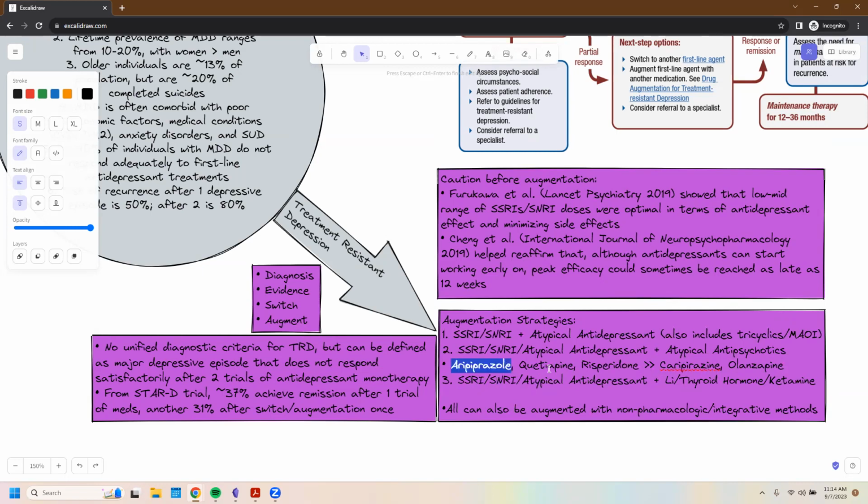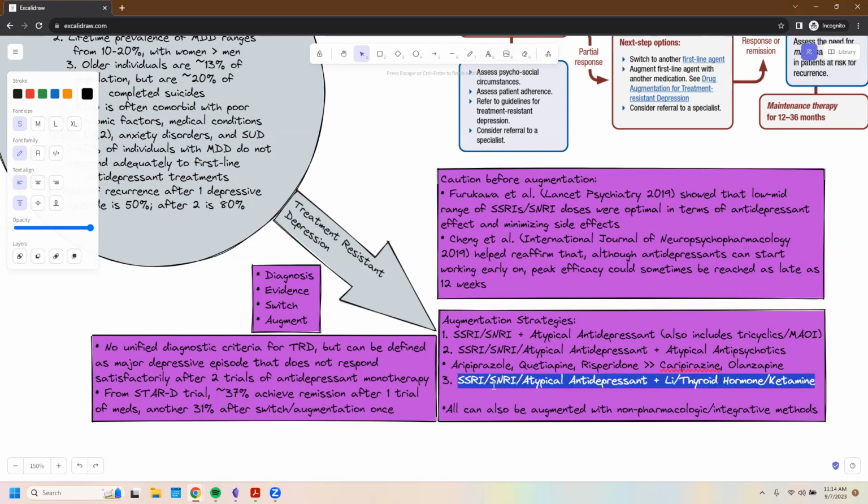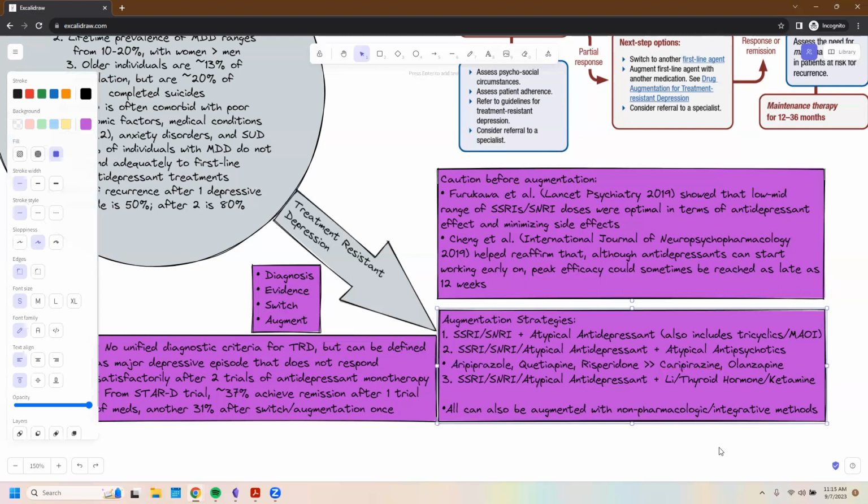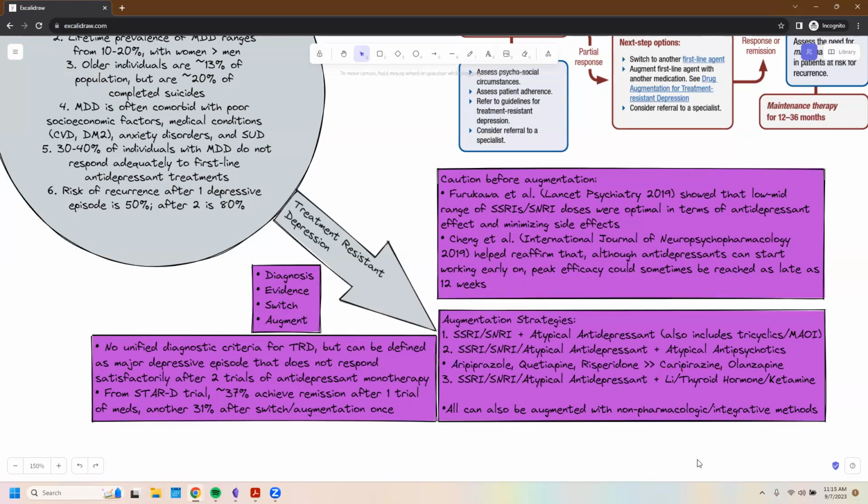Aripiprazole is a little bit more energizing and activating, and quetiapine is more on the sedating side if you need that side effect profile. And then once you're reaching this lower number, that's when I would think about referring to a psychiatrist. That's when you're augmenting with lithium, augmenting with thyroid hormone, even in the setting of them being euthyroid, and also ketamine, either intranasal ketamine or, in some newer studies, intravenous ketamine as well.